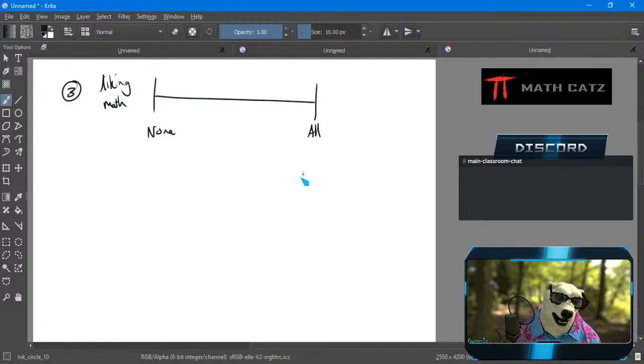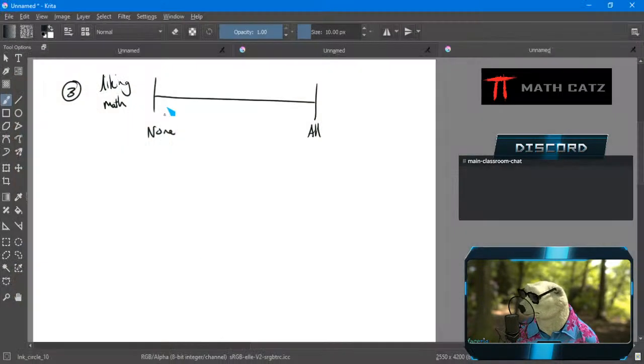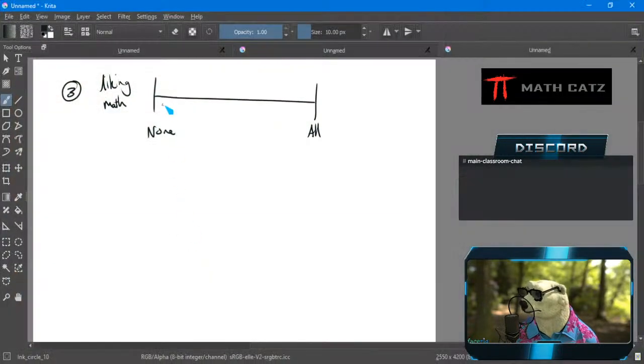Whether it's realistic or not, that's not the question here, right? What is possible? What's the number of people that could possibly like math? Now, the given statement is going to be true for some of these situations. In this case, some people like math, meaning at least one. So if I have one person liking math or more, then the given statement is true.